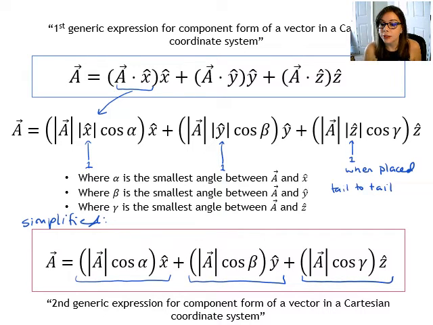So again, this is just another way of expressing the exact same information, just in terms of the norm of your vector A and the angles that it makes when placed tail to tail with each of the unit vectors. So you might use this expression a little bit more often when you're trying to put vectors into component form. It takes some of these steps out of it, but this is where it comes from. It is exactly the same information as that first expression. It's just simplified a little bit.